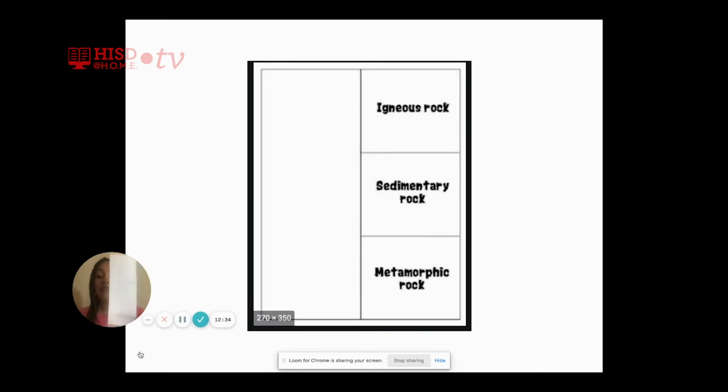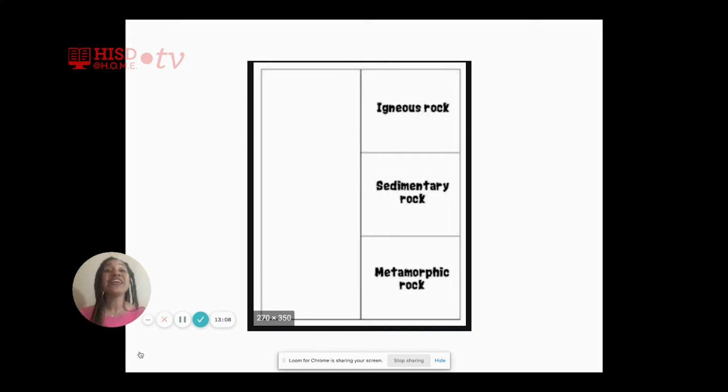So once you have your three sections, you want to label the top one igneous rock, the middle one sedimentary, and the last one metamorphic. All right. So I'm going to say that one more time: igneous, sedimentary, and then metamorphic. And then we are going to open up our foldable, and we are going to take a pair of scissors and just cut two lines. So we're going to cut here and cut here. Just do not cut this back portion. That's where we're going to write. So I'm going to give about 20 seconds for you to create your foldable.